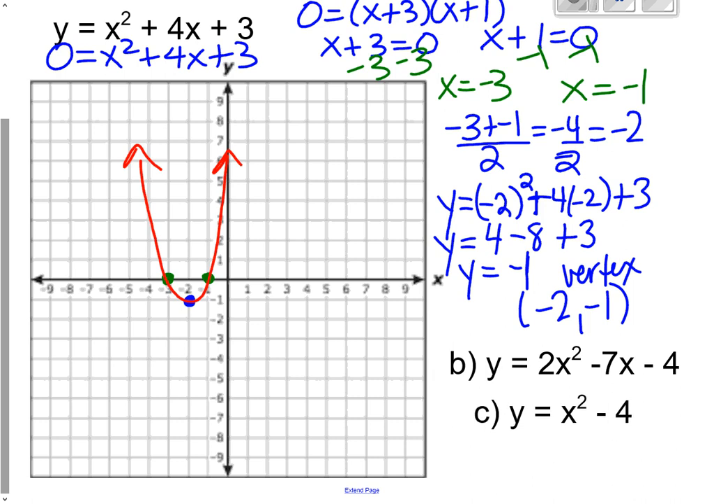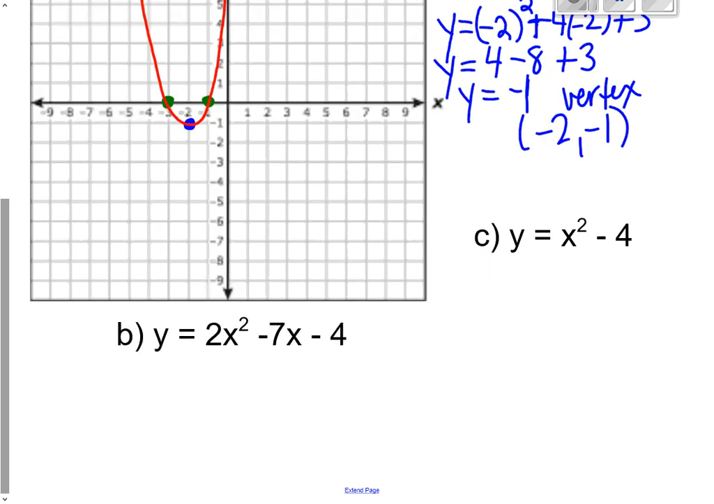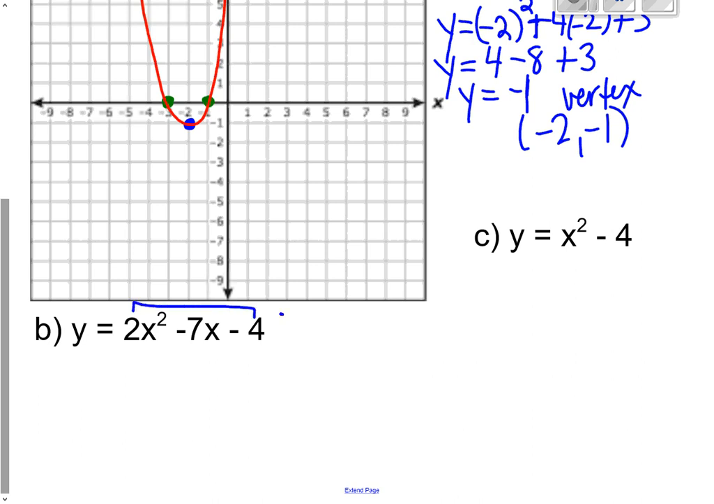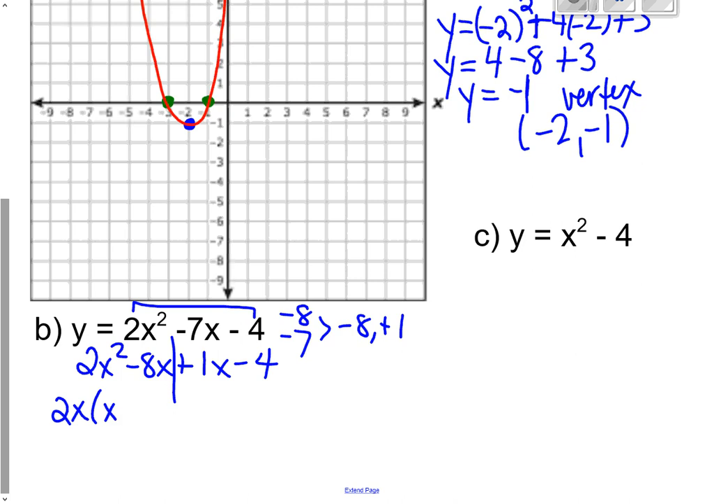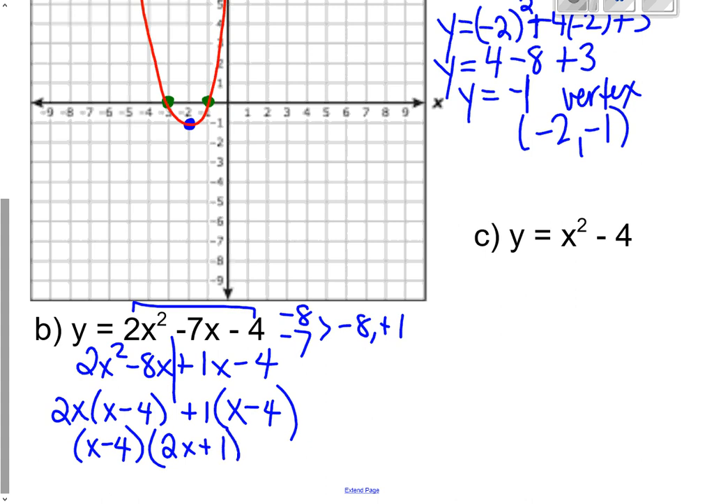All right, so let's take a look. I'm actually going to go down here to do the work on this one. So this is decomposition. 2 times negative 4 is negative 8. It has to add to negative 7, which is going to be a negative 8 and a positive 1. So 2x squared minus 8x plus 1x minus 4. And then I'm going to take out a 2x, so 2x minus 4. I'm going to put a marker of a plus 1 to give me x minus 4. x minus 4 is my common set of brackets, and 2x plus 1.